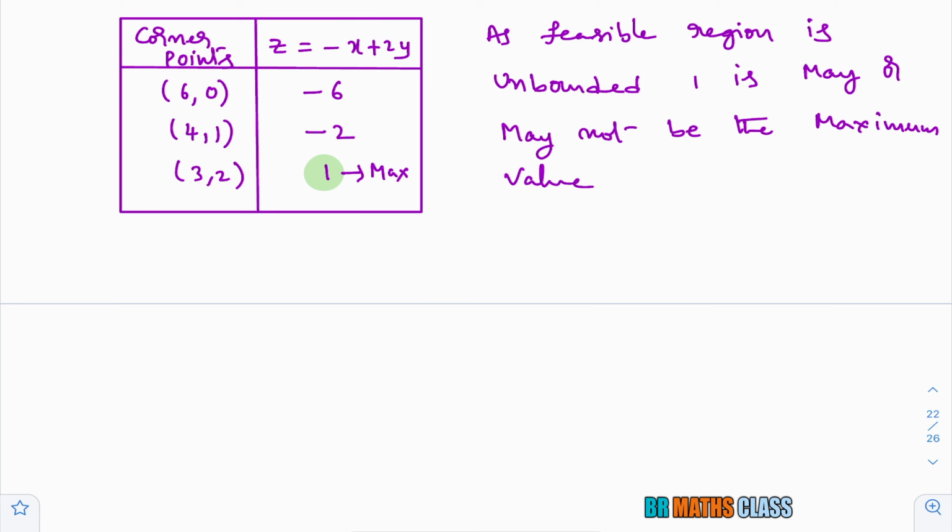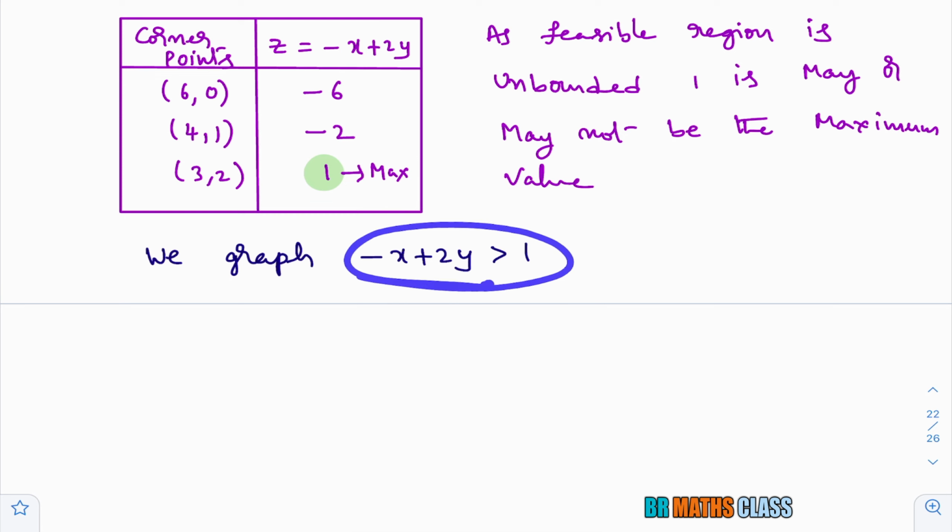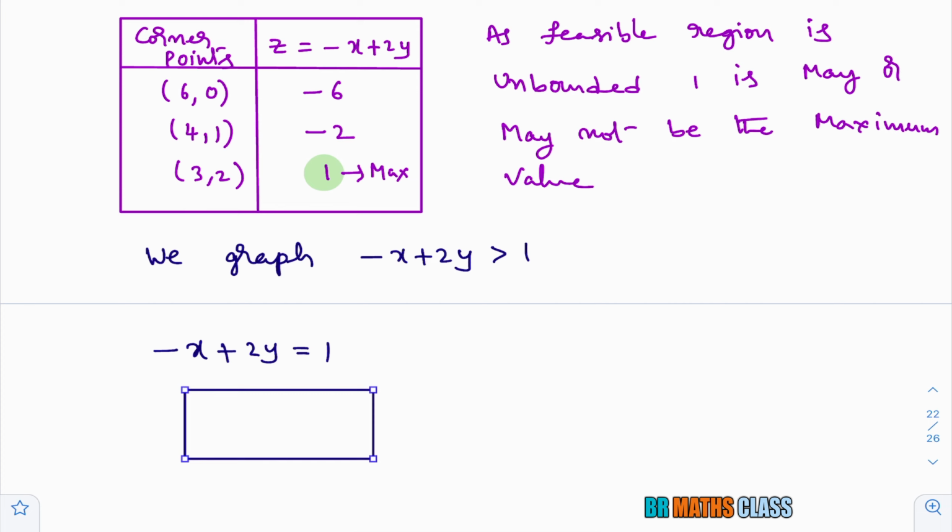So to conclude whether 1 is the maximum value or minimum value, we'll go with step 4. As they are asking to maximize, we graph z greater than m. Z means objective function, minus x plus 2y greater than 1. We graph this inequality. To graph this inequality, first we need to find 2 points. We need to draw the line minus x plus 2y equal to 1.